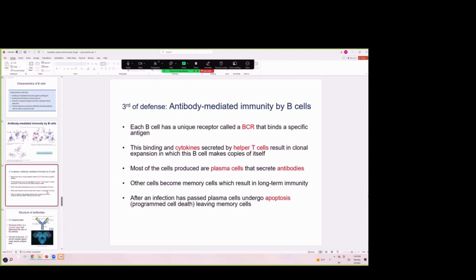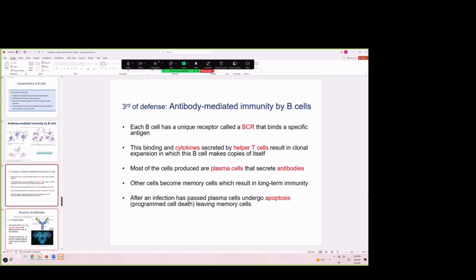But one of the questions is always, what happens when the infection is gone? When the infection is gone, the plasma cells that were producing antibodies self-destroy. The memory cells stay behind, waiting for the next time around.